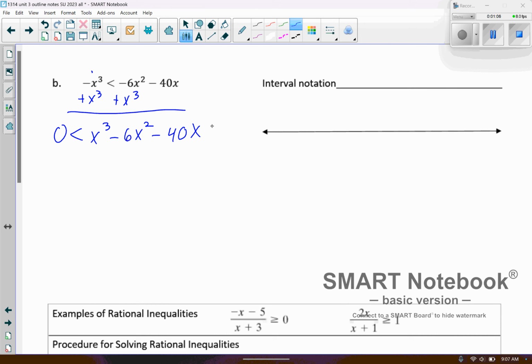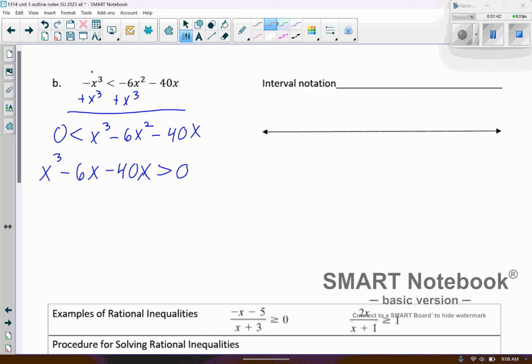So you kind of have to be careful. Right now it says 0 is less than my polynomial, right? Or it's also saying that my polynomial x cubed minus 6x squared minus 40x is greater than 0. So I'm going to flip that around because you got to be able to read it both directions. If I want to flip the two sides, I have to actually flip the inequality sign also. You don't have to do that, but I just like to be consistent. If the polynomial has been on the left side, I want to continue to keep it on the left side.